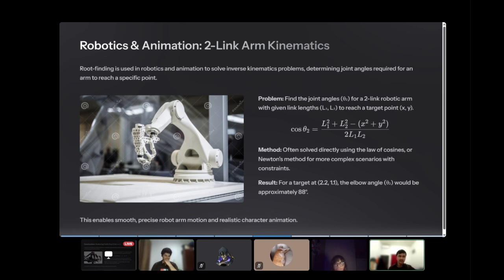The formula is cos theta 2 equals x squared plus y squared minus L1 squared minus L2 squared, per 2 times L1 times L2. The method is often solved directly using the law of cosines or Newton's method for more complex scenarios with constraints. The result is for a target at 2.2 for x and 1.1 for y, the elbow angle would be approximately 88 degrees. This enables smooth, precise robot arm motion and realistic character animation.